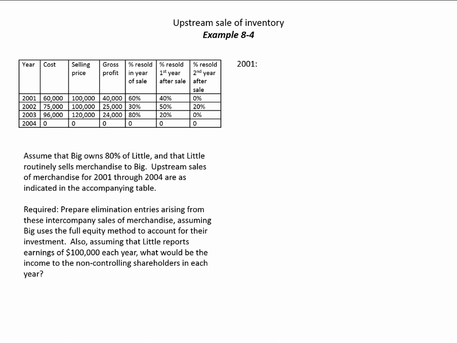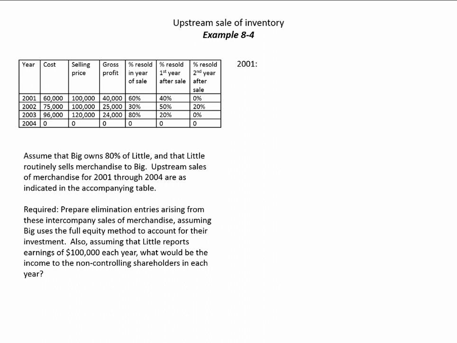Required. Let's prepare the elimination entries arising from these intercompany sales of merchandise, assuming that Big uses the full equity method to account for their investment. Also, assuming that Little reports earnings of $100,000 each year, what would be the income to the non-controlling shareholders in each year? These tables are always difficult to construct in a manner which is clear, concise, and unambiguous. Let's just run through the lines and see what we're talking about.